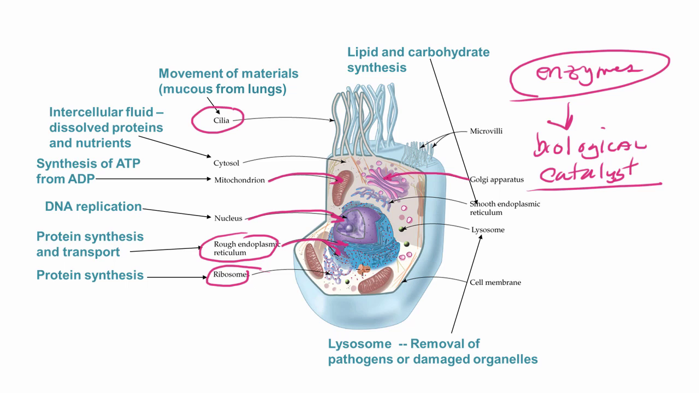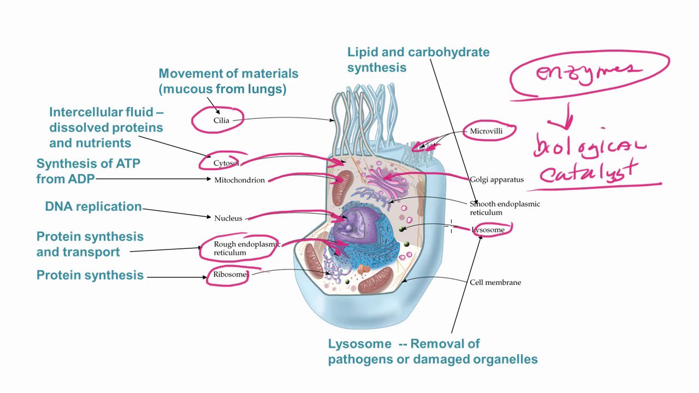Okay. Then we have the microvilli. Okay, that's these little hair-like structures here. And absorption of extracellular substances, for example, in the digestive tract. That's where that's important. We have the cytosol, which is right here. And the cytosol, this is intracellular fluid, and it contains a lot of dissolved proteins and nutrients.